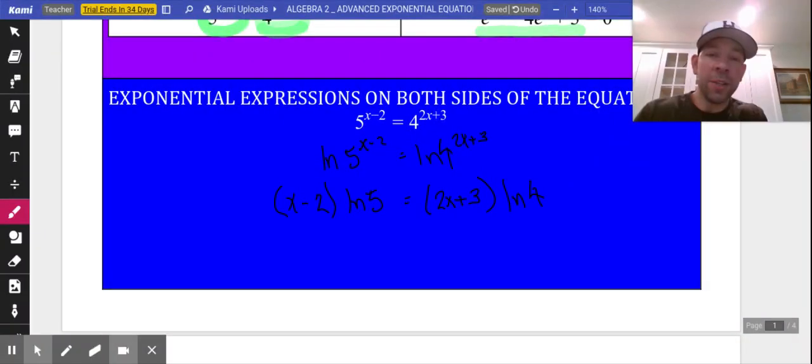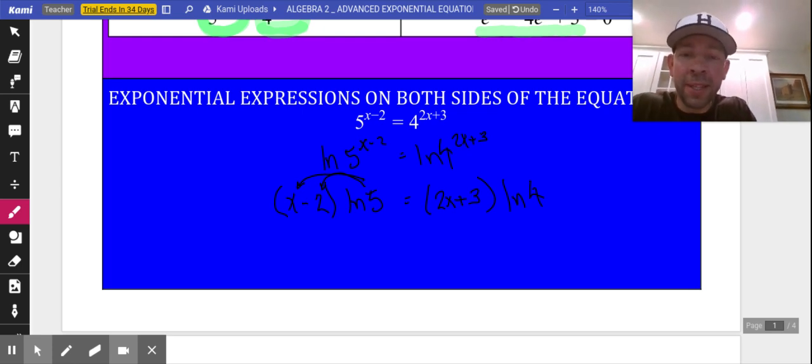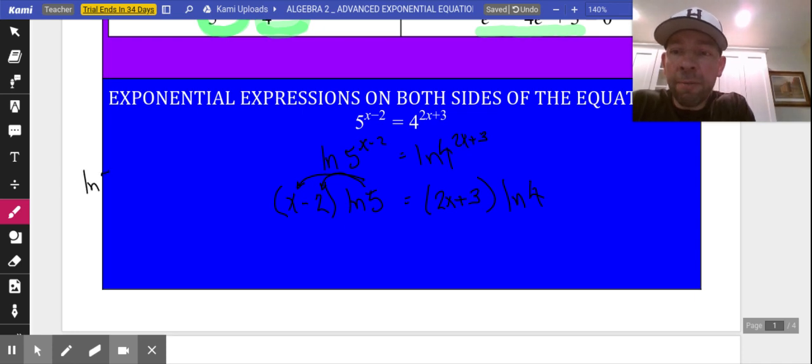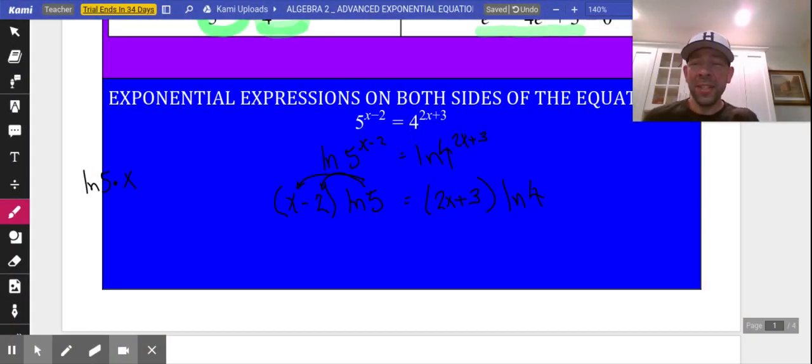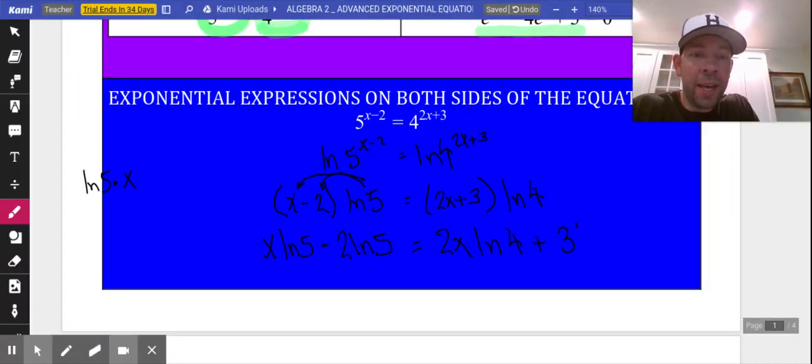Now from here, I want to distribute and then eventually move things around so that all the x's are on one side and the terms that don't have an x are on the other side. So I'm going to distribute this ln of 5 to both terms. Through a little trial and error, here's how I've decided I want to write these. I could write natural log of 5 times x, but it gets a little confusing. Like, am I taking the natural log of 5x? Or am I just taking the natural log of 5 and that's multiplied by x? And the latter is the case. But the easiest way to communicate that is to just say x ln of 5, and then there's no uncertainty as to who you're taking the natural log of. Minus 2 natural log of 5 equals, we'll say, 2x natural log of 4 plus 3 ln of 4.